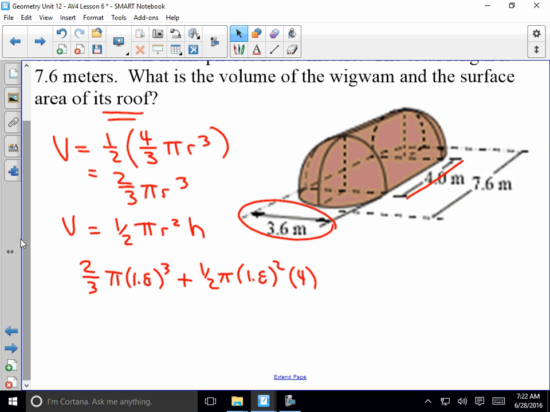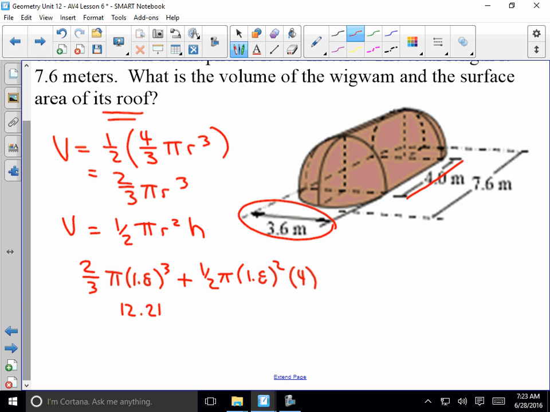So now, this is just a big long string, and you just want to type it into your calculator carefully. Okay, we can do it a piece at a time. So 2 divided by 3, enter, times pi, times 1.8 cubed. Okay, so we've got 12.21 for the volume of the hemisphere. And remember that we're talking about meters here, meters cubed.